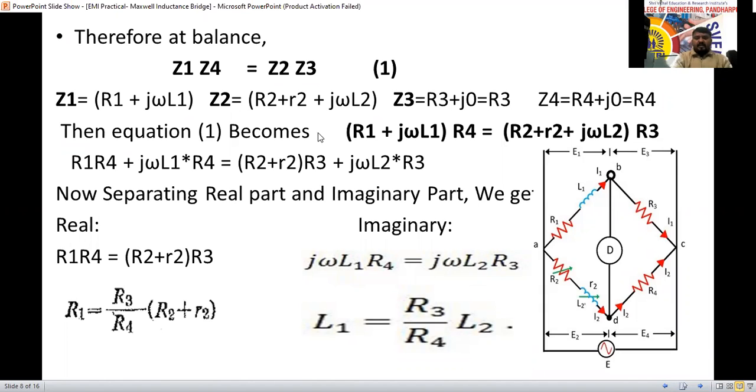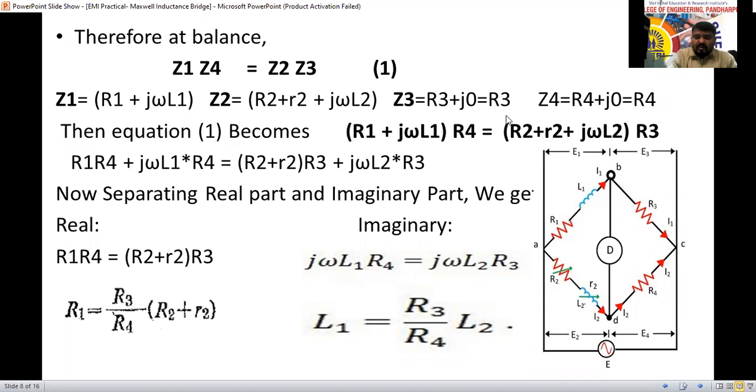From this equation, we can write Z1 equal to R1 plus jXL1. jXL1 is nothing but j omega L1. So I have written here j omega L1 here. Plus Z2 equal to R2 plus small r2 plus j omega L2 here now. XL2 is nothing but omega L2. Okay. Z3 equal to R3, Z4 equal to R4. Substituting all these values in equation number 1, we'll get R1 plus j omega L1 into R4 equal to R2 plus r2 plus j omega L2 into R3 here.